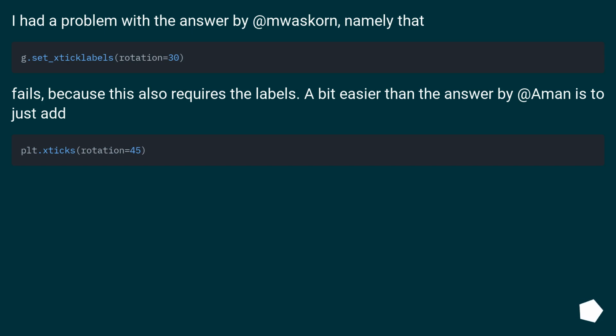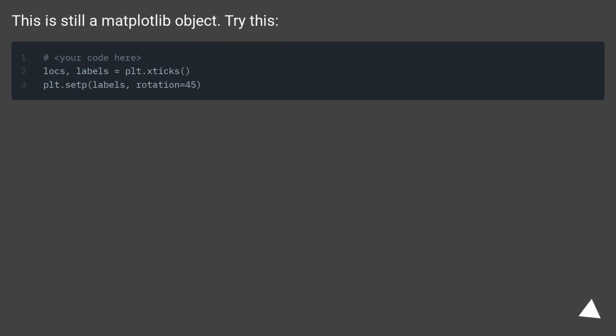I had a problem with the answer by Wascorn, namely that it fails, because this also requires the labels. A bit easier than the answer by a man is to just add this. This is still a matplotlib object. Try this.